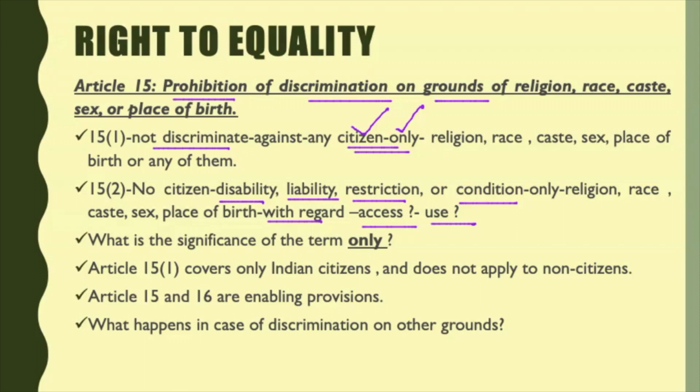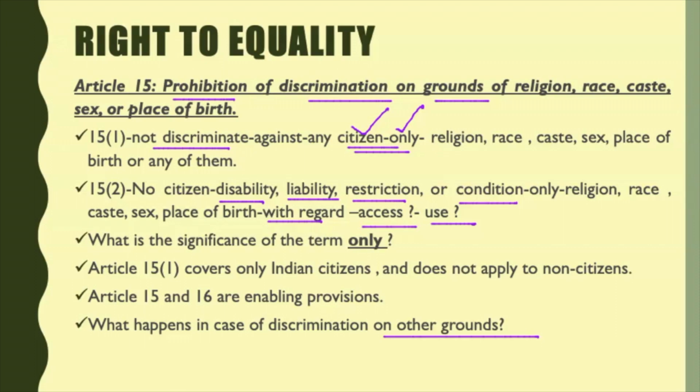But you may ask what happens in case of discrimination on other grounds. So अगर आप दूसरे grounds पे discrimination करते हैं and you are not able to prove a valid reason for that, that will become an arbitrary discrimination and that will come under your Article 14. So I hope आपको clause 1 and 2 clear है.